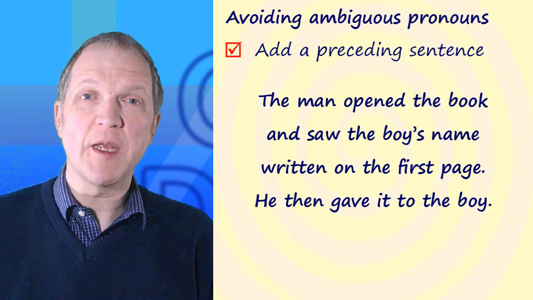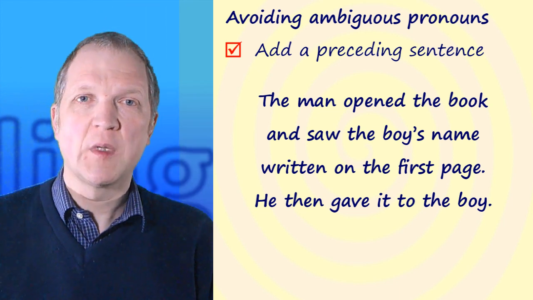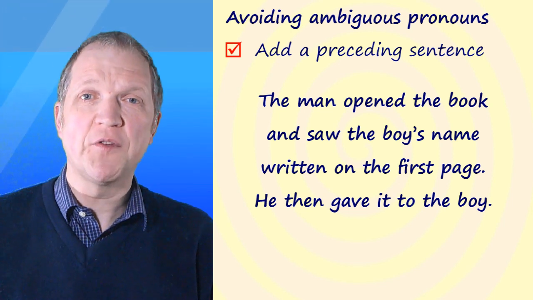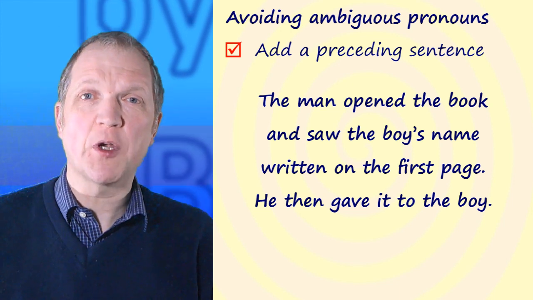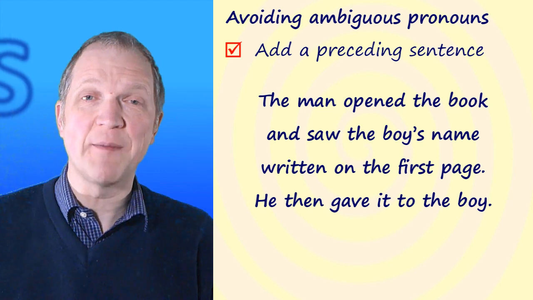A better way, maybe, could be to add a preceding sentence to clarify who the book belongs to. Now it could read, the man opened the book and saw the boy's name written on the first page. He then gave it to the boy. Hopefully this clarifies that the book belongs to the boy, although of course the boy could have given it away after writing his name inside it.